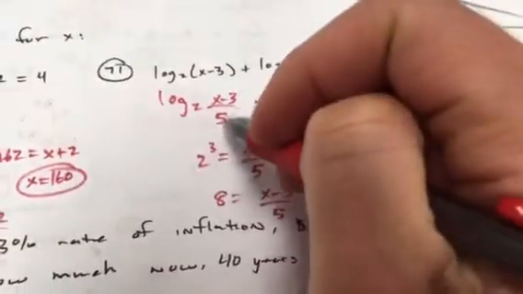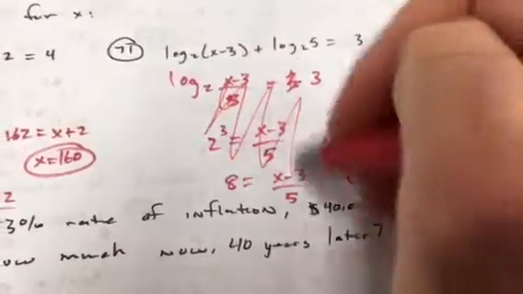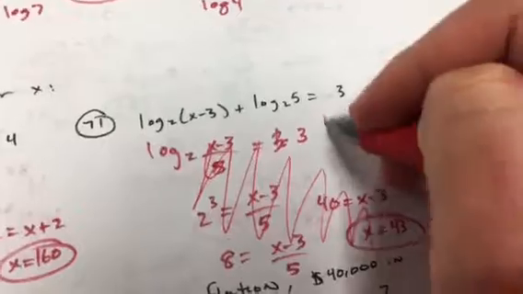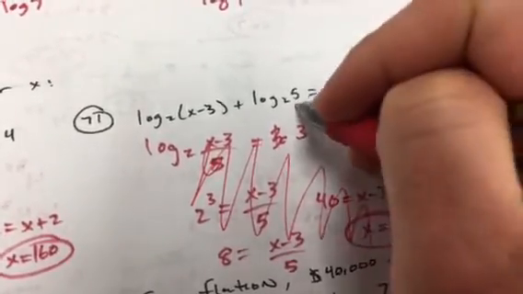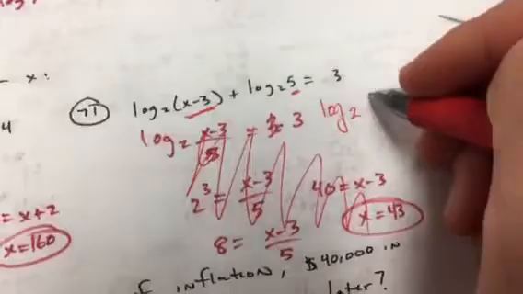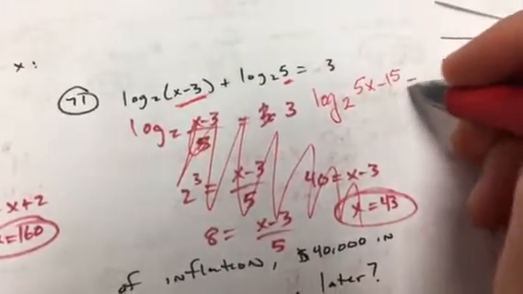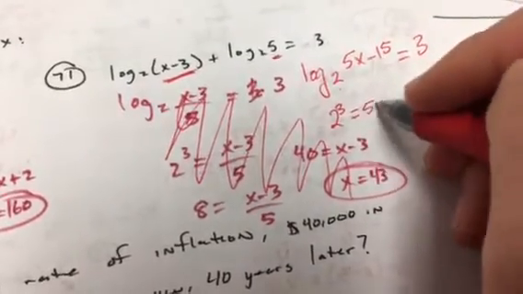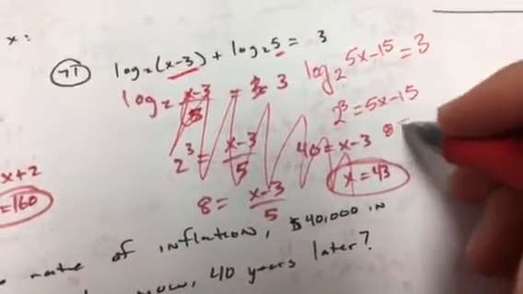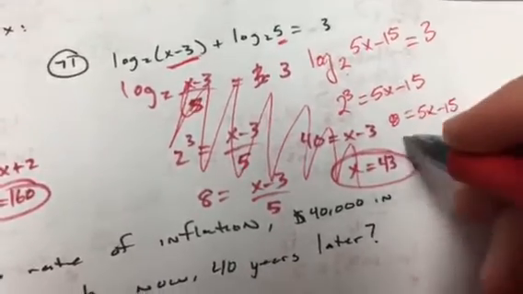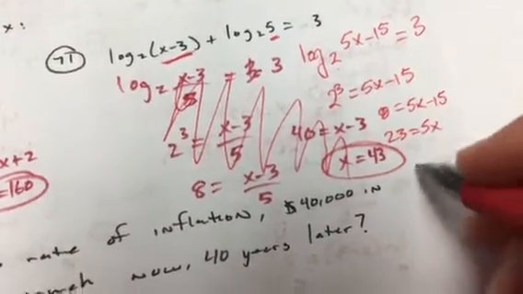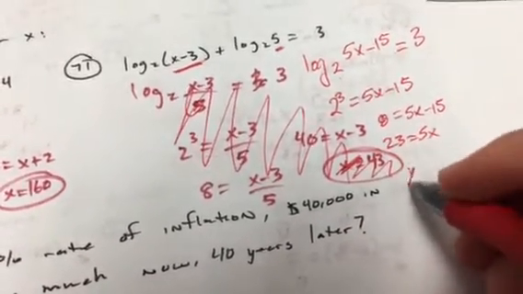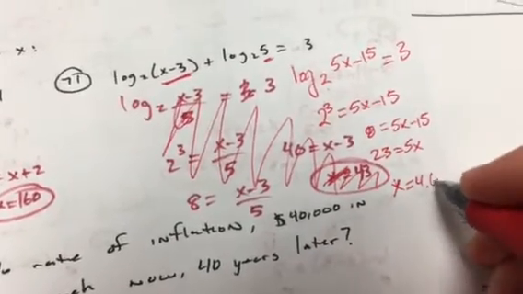This is not good. I got ahead of myself here, so good thing we're looking at this. I'm going to try this one again. Addition in the log world means multiplication, so this should have been log base 2 of this times this. So it's going to be 5x minus 15 equals 3. That means 2 to the 3rd, which is 8, is 5x minus 15. 8 equals 5x minus 15. 23 is 5x. X is 4.6. So my fault on that.